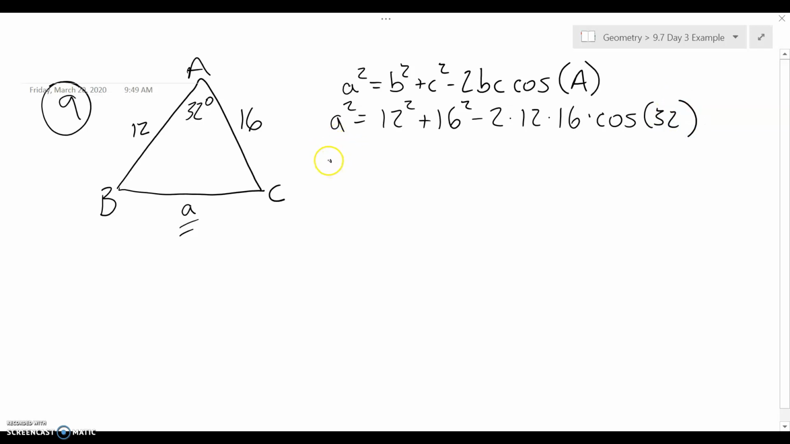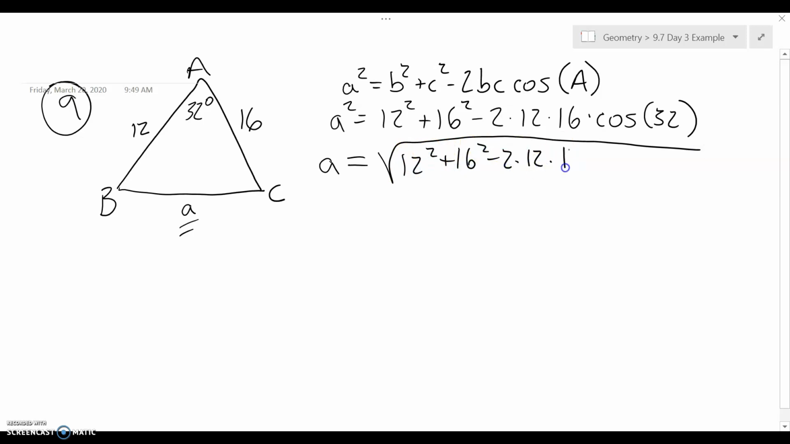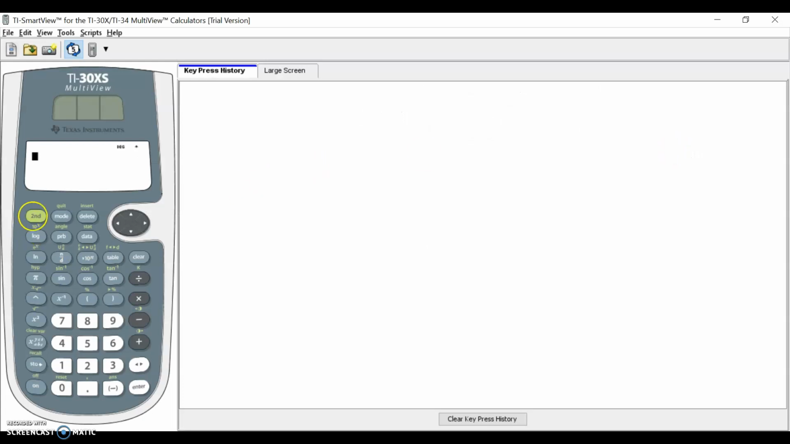I'm going to square root both sides of this equation. So on the left, I get a all by itself, and on the right, I get this big expression under a square root. And I don't want you to simplify it first. I want you to take that entire thing and plug it into a calculator. So let's do that. So I'm going to pop over to the calculator. I'm going to go second squared to get my square root option.